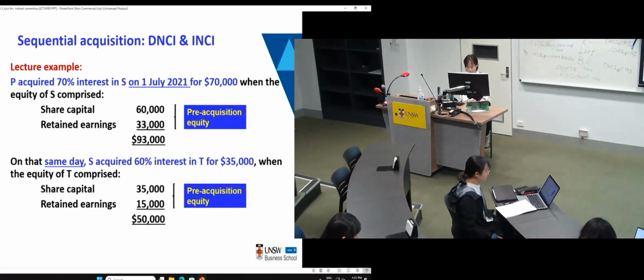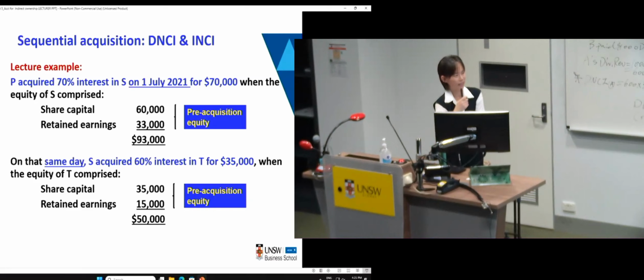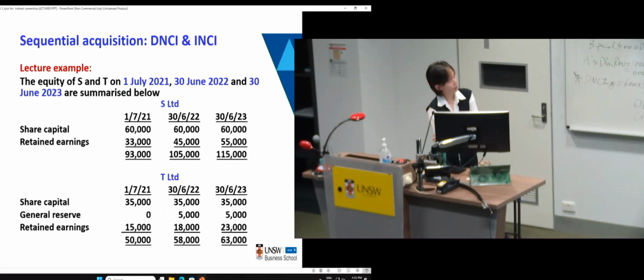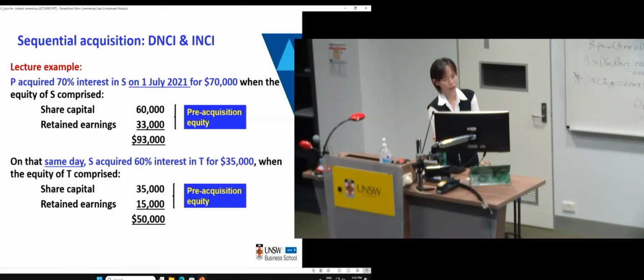Are we ready to have a look at this comprehensive example? In this example, we are going to look at the group structure where the parent company, P Limited, acquired 70% interest in Us Limited on 1st July 21. This is our acquisition day. P Limited paid 70,000 in this acquisition.